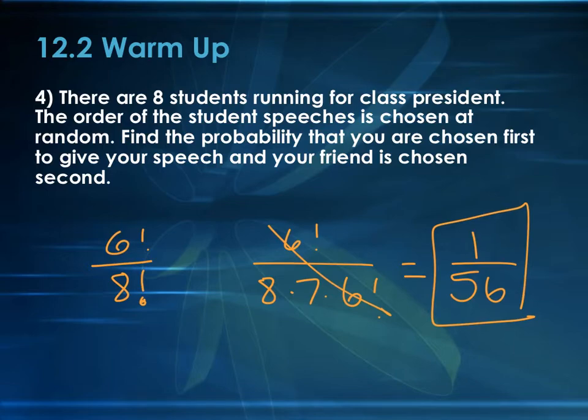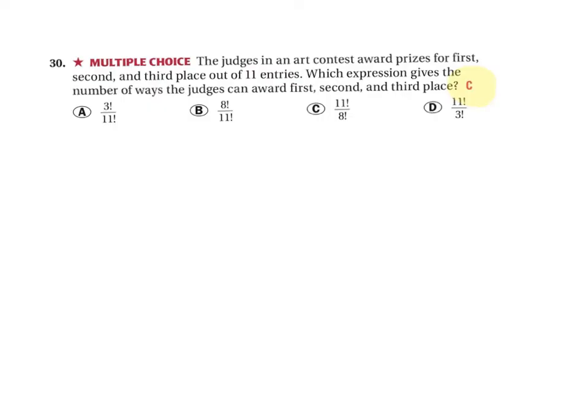Okay, so homework from 30 says the judges in an art contest award prizes for first, second, and third places out of 11 entries. Which expression gives the number of ways the judge can award first, second, and third places? So, what is my overall? 11. Okay, and don't look at this as odd because it's a fraction, right? It's just your permutation not already solved. So you're still taking it how many at a time? How many are you trying to figure out? First, second, and third, which would be three places.